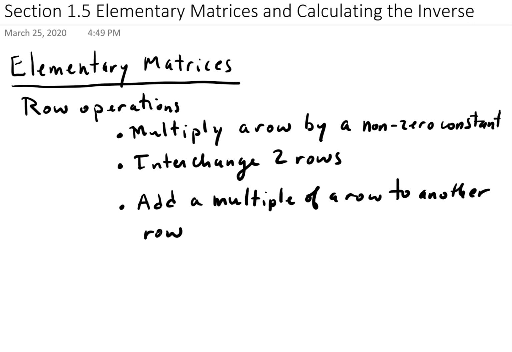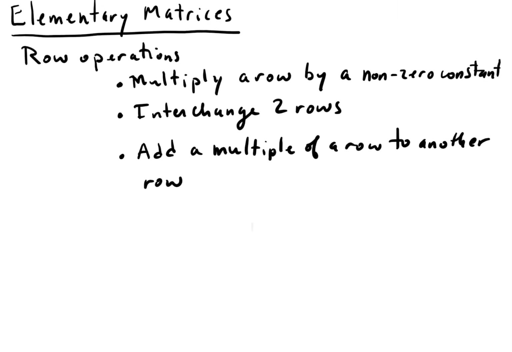Those are related to row operations. So remember there are three of them. We can multiply a row by a non-zero constant, we can interchange two rows, or we can add a multiple of a row to another row. So our goal here is to perform these row operations by doing a matrix multiplication. Okay, so let's start with that.